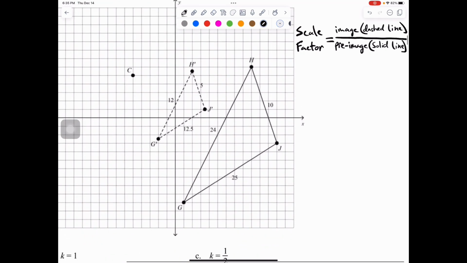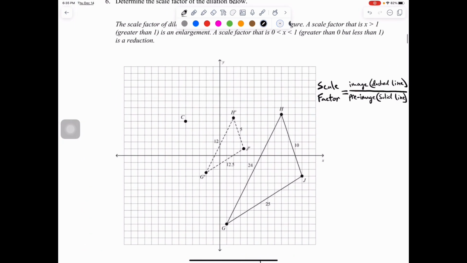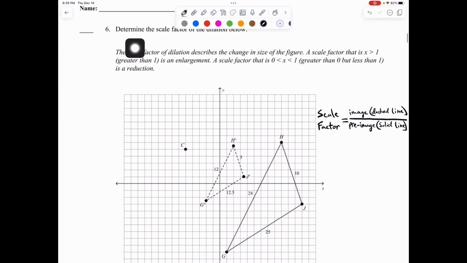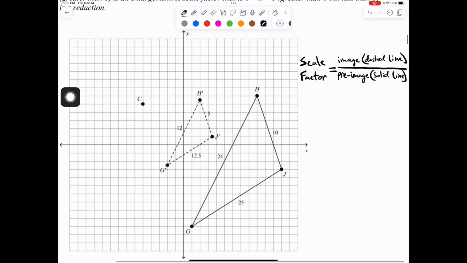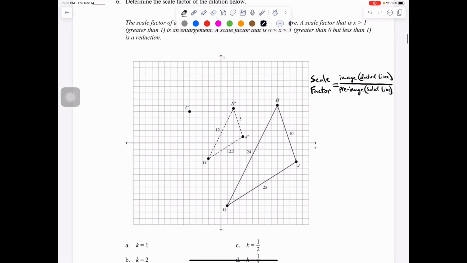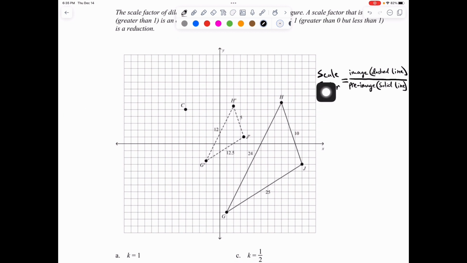Now, when we work with scale factor, actually, let's just read it real quick. Determine the scale factor of the dilation below. Okay, so a dilation, an image is going to be getting larger or smaller, or should I say our pre-image. However, in order to find our scale factor, we need to take a side from the image.